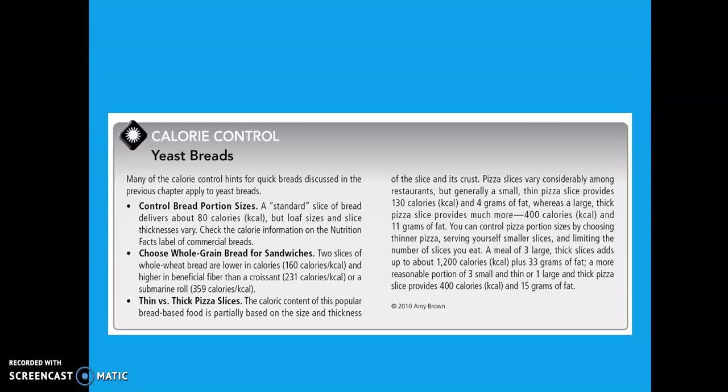And then another way to minimize calories is with pizza. You always want to go with a thin pizza versus a thick pizza because the pizza dough itself will have less calories and fat compared to a thicker pizza. So 130 calories and 4 grams of fat with a thin slice, whereas a thick slice has 400 calories and 11 grams of fat. I personally really like a nice thin crust, wood fired or oven baked pizza. So it's fine with me.